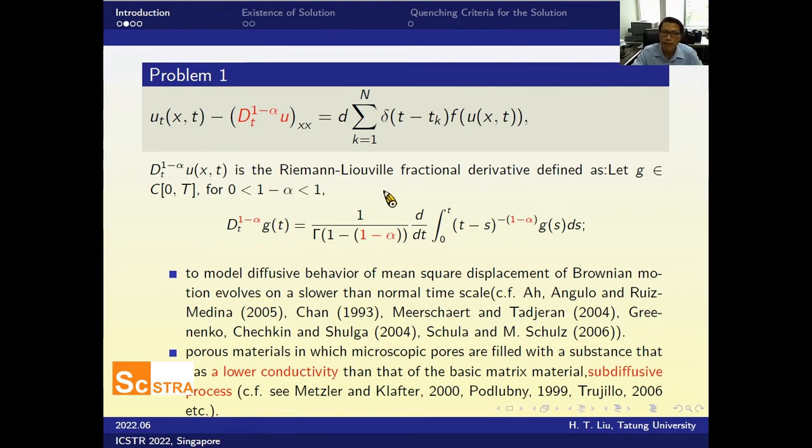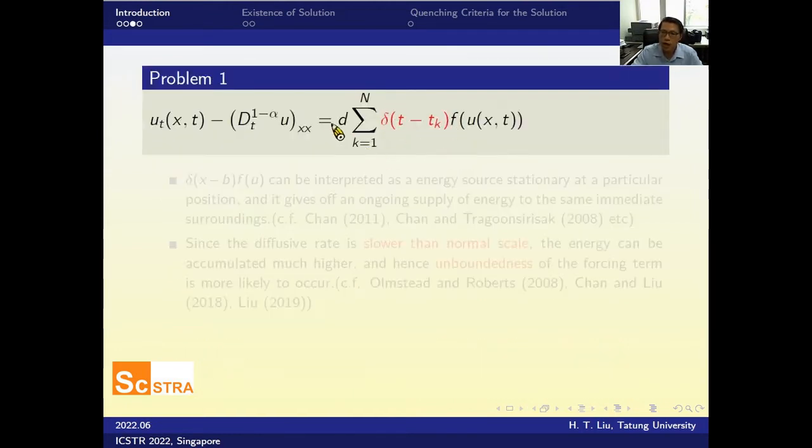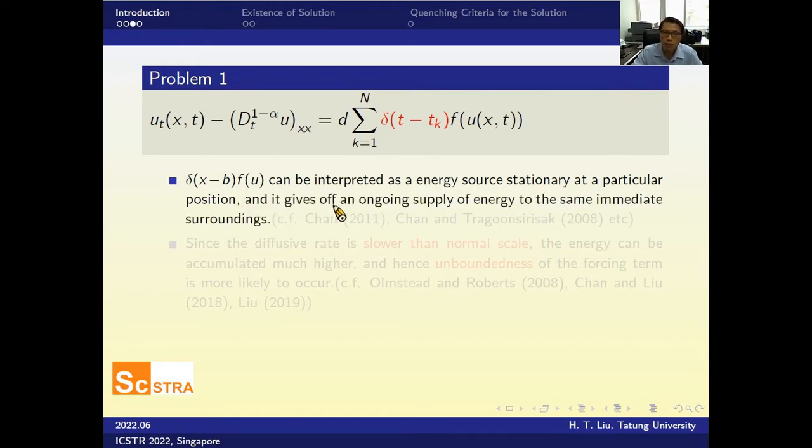So now let us have a look at the right-hand side of the equation. Besides the parameter d that we will discuss later on, the Dirac delta function can be interpreted as an energy source, which is stationary at a particular position. Now notice that because of the diffusive properties of the material, the temperature inside will grow not only at this particular point source, but also in the surroundings. Due to these properties, several special results have been obtained by the following authors.